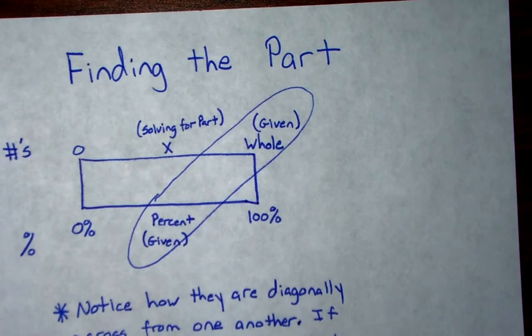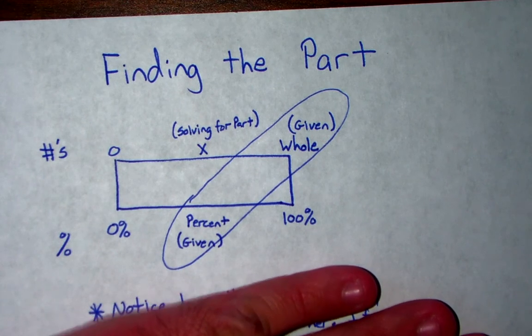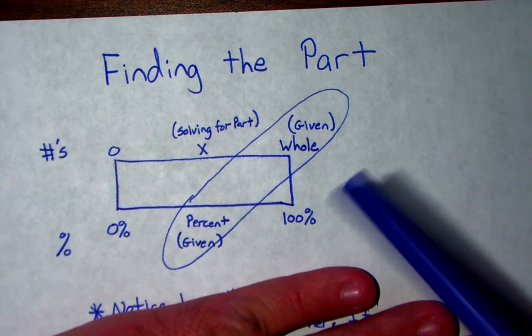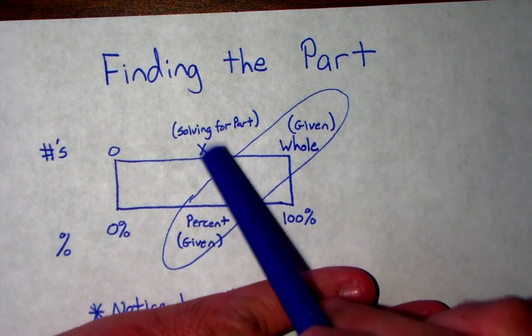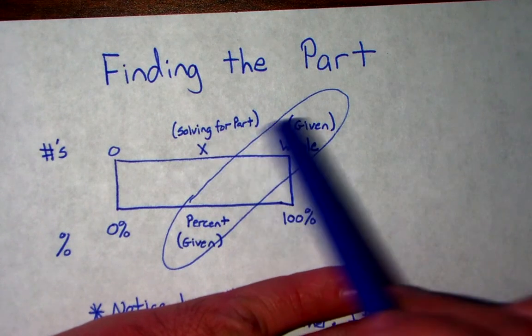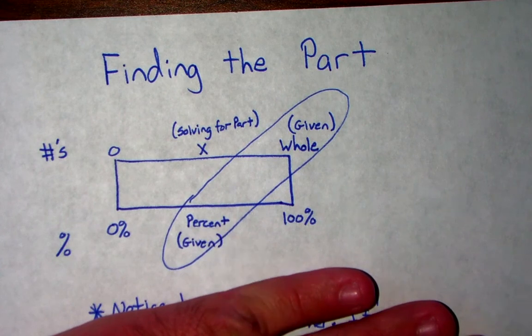This is part 2 of the video. This is finding the parts. So there's my little percent bar from the first one when we found the whole. When you're finding the parts, this is what you're solving for. You're going to be given the whole and then the percent.